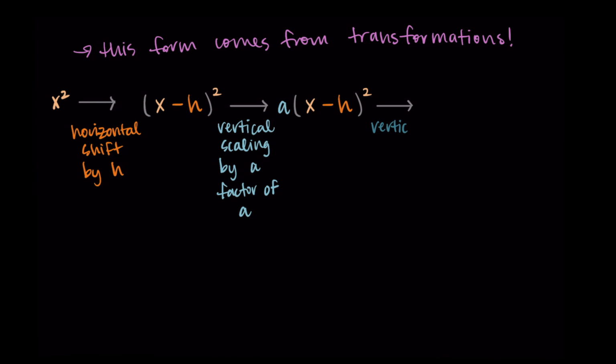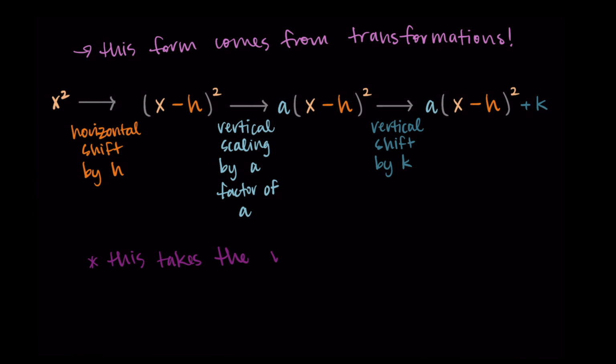Lastly, we're going to do a vertical shift by k. So we'll do a plus k at the end of this in order to shift it vertically, either up or down by k. So this looks like a times the quantity x minus h squared plus k. What this effectively does is it starts with our vertex that's at 0, 0, and moves it to the location of hk.